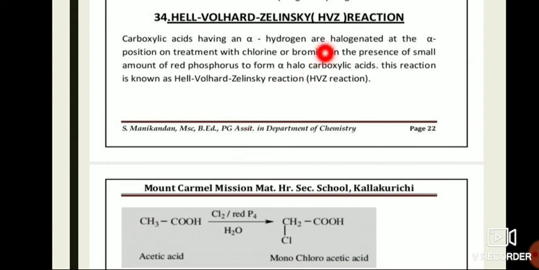Hell-Volhard-Zelinsky or HVZ reaction. Acetic acid reacts with halogens in the presence of red phosphorus and water to form monochloroacetic acid.